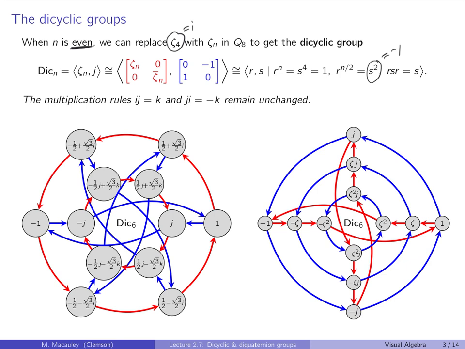So here's a Cayley graph for dic6. And let me just mention that the multiplication rules for i times j remain unchanged, because if we do this for n equals 6, then zeta 6 is 1/2 plus root 3 over 2 i. So that's what it is in Cartesian coordinates. If this is the unit circle right here, it sits right there. So this times j on the right is 1/2 j plus root 3 over 2 k. So in this Cayley graph, this is my favorite of the two.